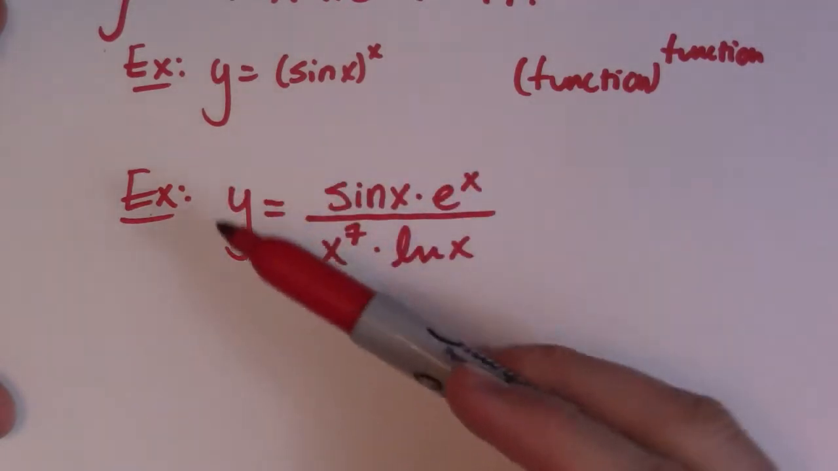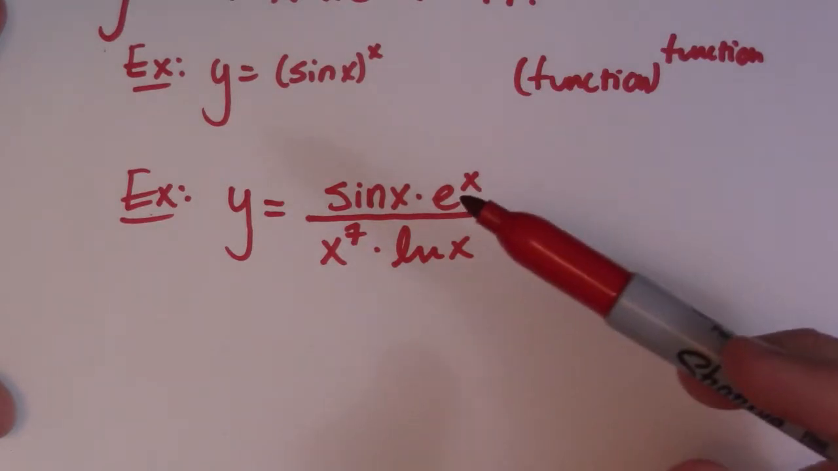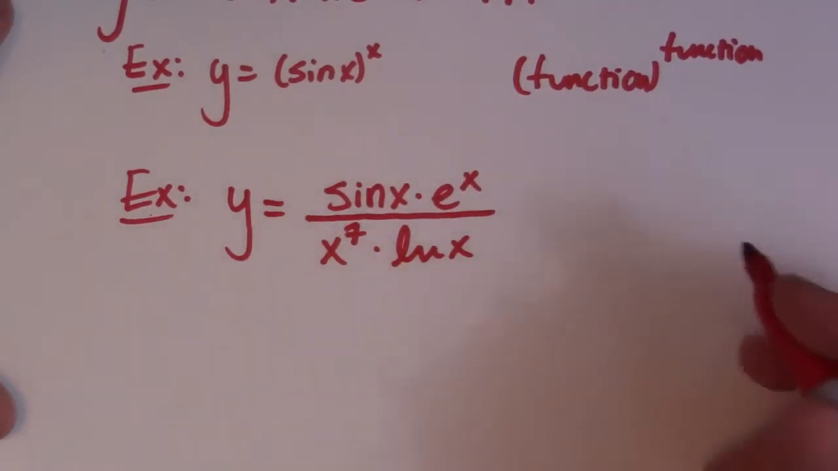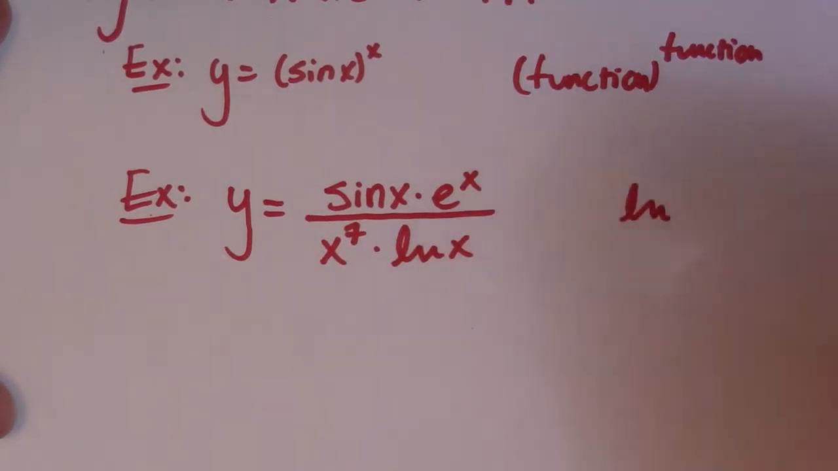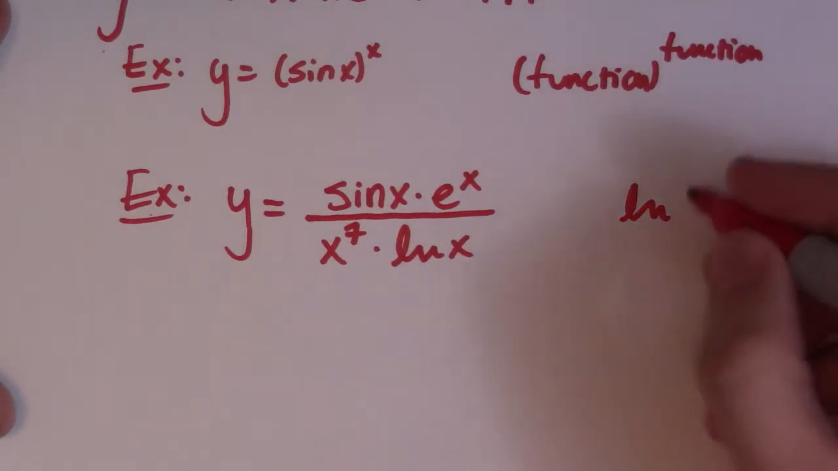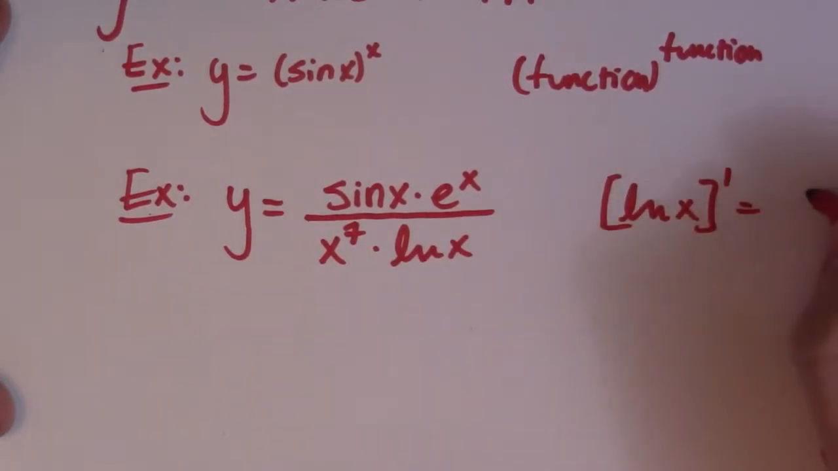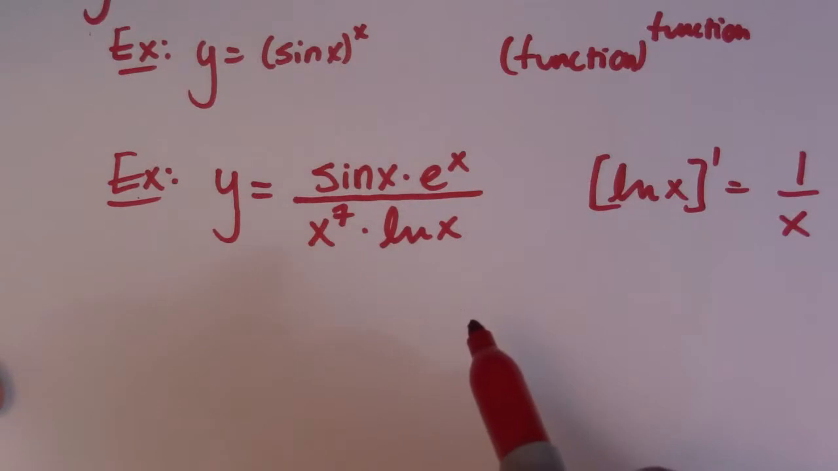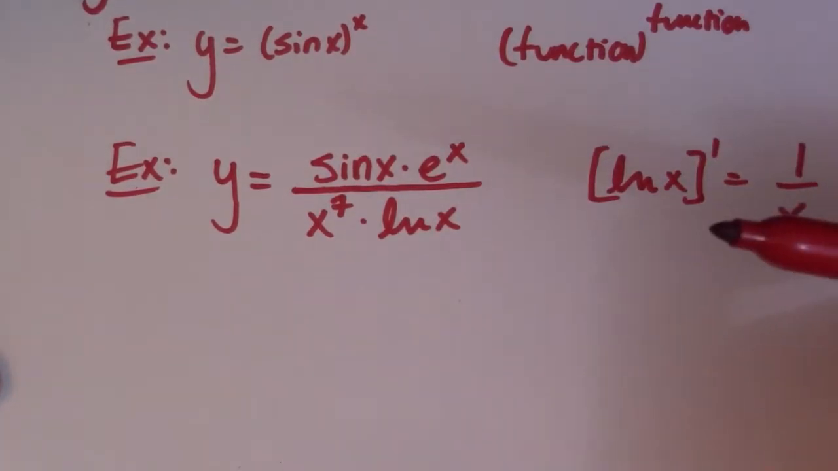A lot of times it's easier to do this with logarithmic differentiation than it would be to actually use our standard derivative rules. So what we do is we take the ln of both sides. The reason why I use ln is because the derivative of ln of x is easier than log. The derivative of ln of x is 1 over x. It's called logarithmic differentiation for a reason. We'll be doing a lot of derivatives that involve logs.